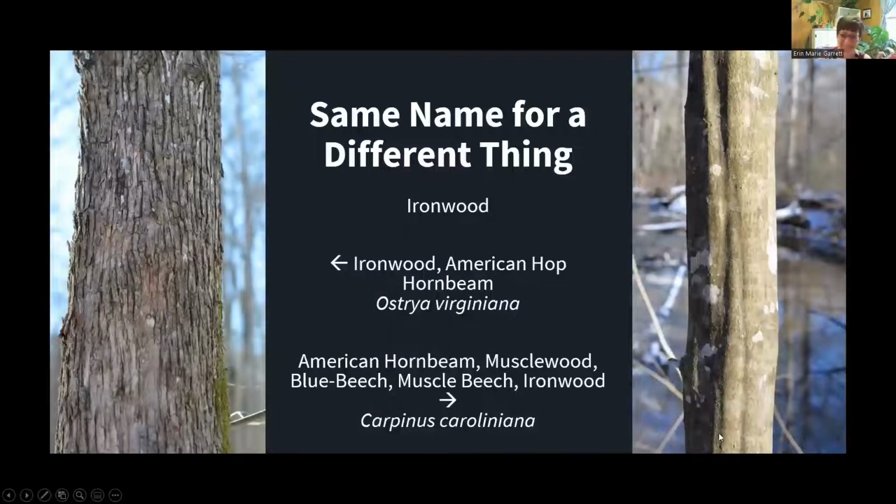So on the left is what I call ironwood, but you may know as American hop hornbeam or Ostrya virginiana. On the right, I call it musclewood because the bark looks very striated, but also known as ironwood, also known as blue beech, muscle beech, and then American hornbeam. So if you look, the two common names for the tree on the left are very close, if not the same, to two of the ones that are used for the tree on the right, Carpinus caroliniana. So very confusing. We need a new name for the tree on the left to clear up some confusion.